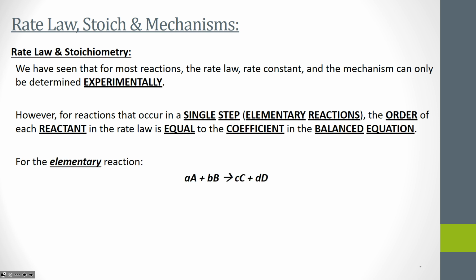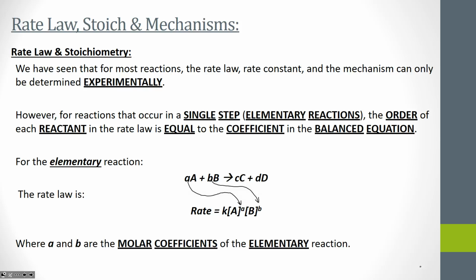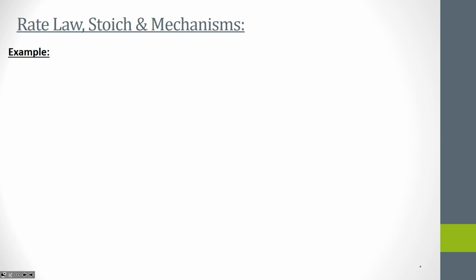So here's an example. If we have this elementary reaction, A and B make C and D, the rate law would look like this. And what I'm trying to show you is that these coefficients become your powers in the rate law. They become the order of each thing because since it's only one step, each reactant has to affect the rate, and it'll affect the rate by how many of them are needed for the reaction to happen. So that's what I said here. A and B are molar coefficients of the elementary reaction. So this only works for simple one-step reactions, and that's why we left it to the end, because it's the easy part.